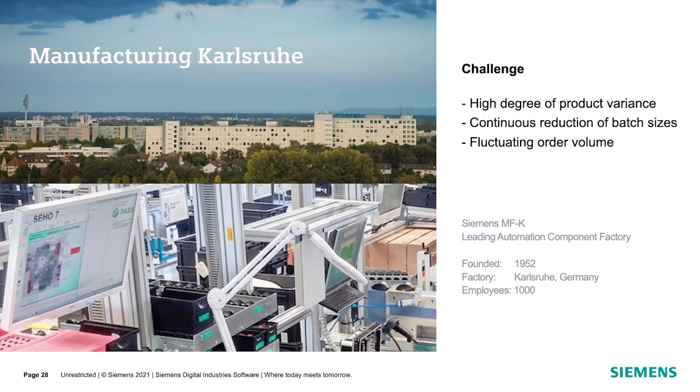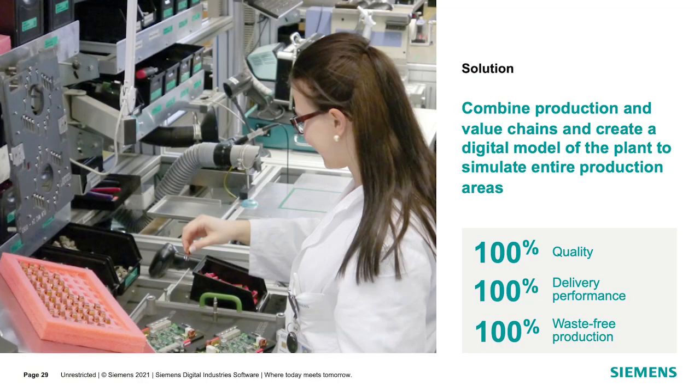The manual and automated processes have to be coordinated so that all devices can be manufactured on the same line without waiting times, as quoted by Bernd Bastian, a Siemens MFK employee. The solution was to combine production and value chains and create a digital twin of the plant to simulate the entire production area. This resulted in achieving 100% quality, 100% delivery performance, 100% waste-free production, and increased output.